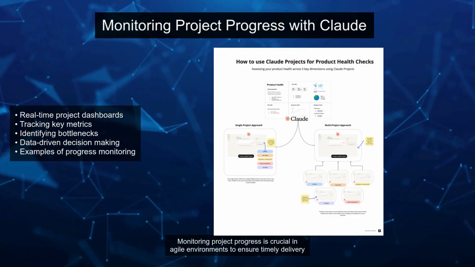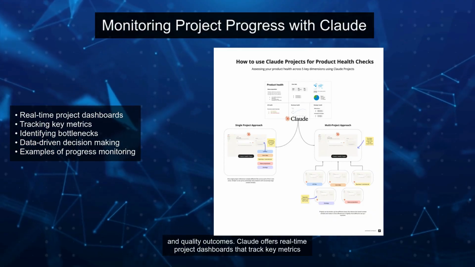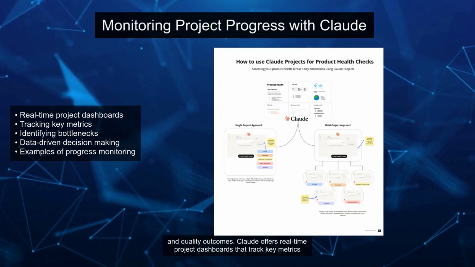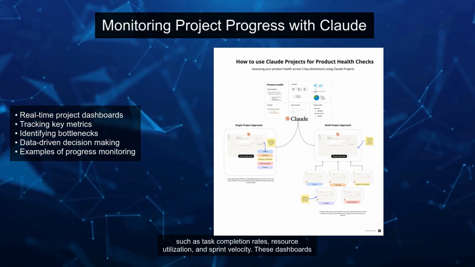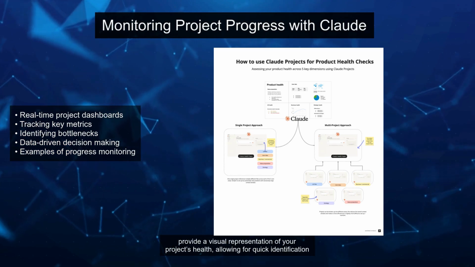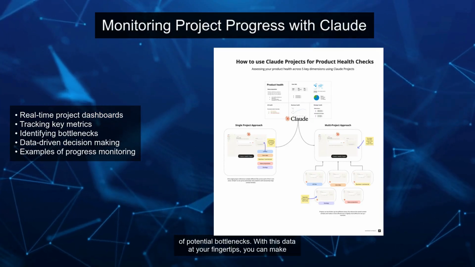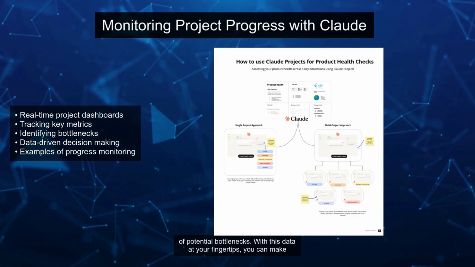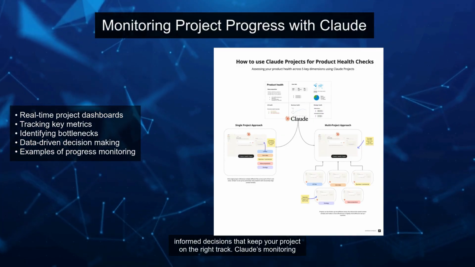Monitoring project progress is crucial in Agile environments to ensure timely delivery and quality outcomes. Claude offers real-time project dashboards that track key metrics such as task completion rates, resource utilization, and sprint velocity. These dashboards provide a visual representation of your project's health, allowing for quick identification of potential bottlenecks. With this data at your fingertips, you can make informed decisions that keep your project on the right track.